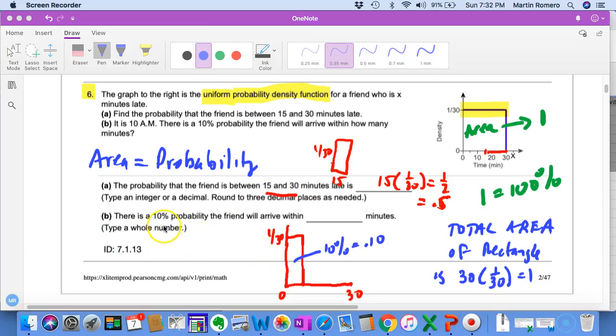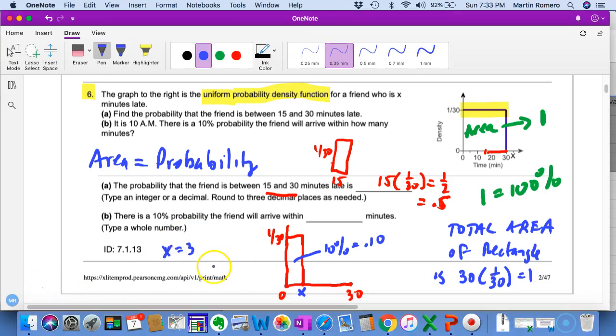To calculate the answer to the next question, there's a 10% probability your friend will arrive within how many minutes? What we're looking at is within how many minutes right here. We know that there's a 10% chance. The area represents probability, 0.10. So what x value would give you an area of 0.10 here? This turns out to be 3 minutes. X has to equal 3 because 3 times 1 over 30 equals 1/10, and there's your 10%.